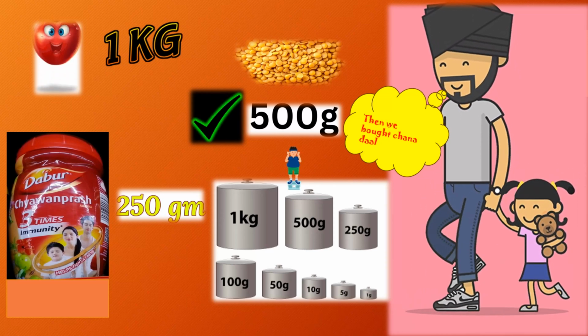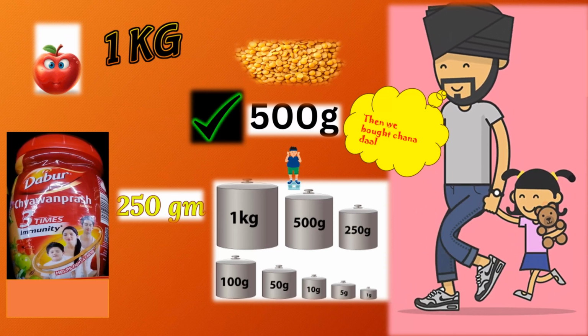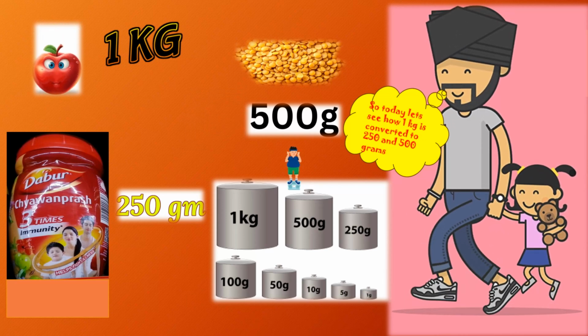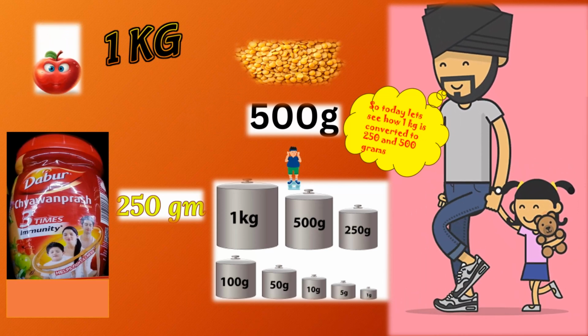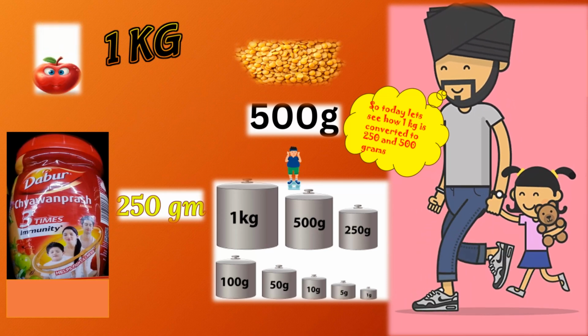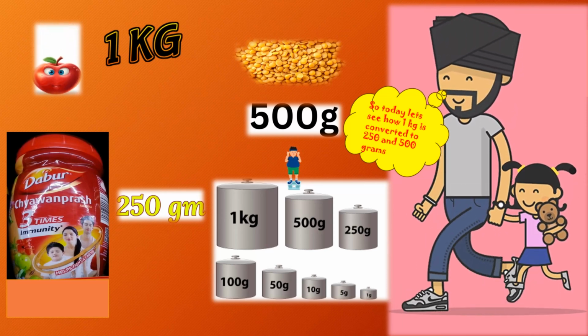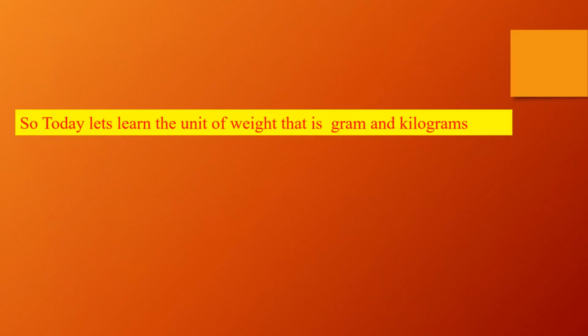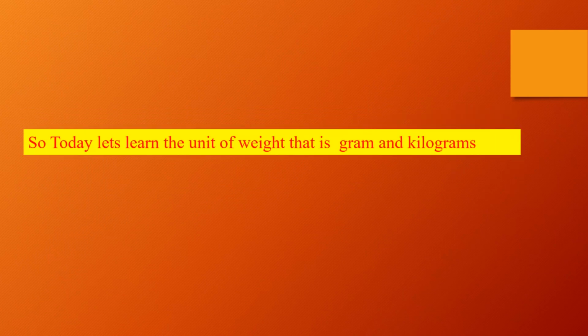So today let's learn how this 1 kg is converted to 250 and 500 grams. How a bigger unit is converted to a smaller unit. So today let's learn the unit of weight, that is gram and kilogram. Okay, so what is the unit of weight? That is 1 kilogram equals 1000 gram.